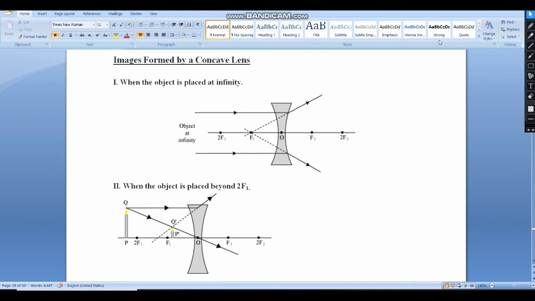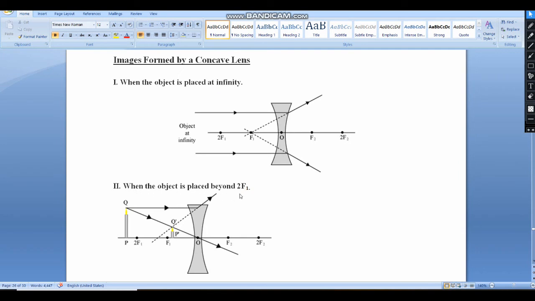Yesterday I explained the image formed by the convex lens and the characteristics of that image. Today's topic is the image formed by the concave lens. In that case, there are only two cases: when the object is placed at infinity, and second, when the object is placed beyond 2f1.